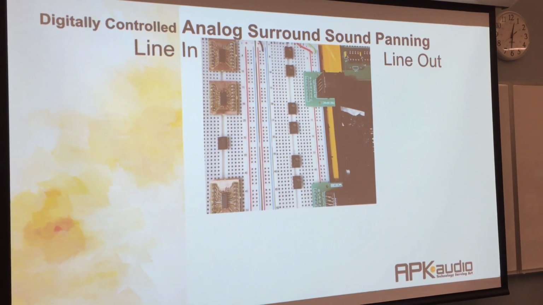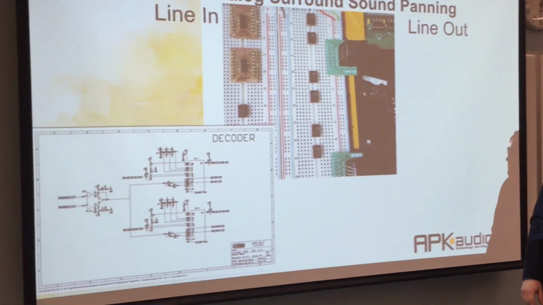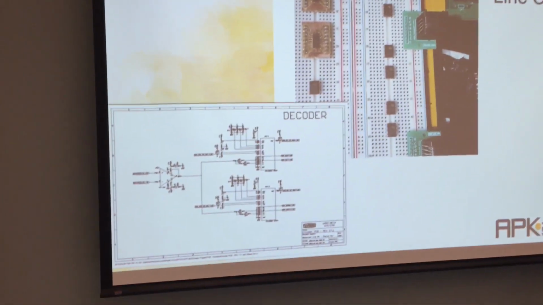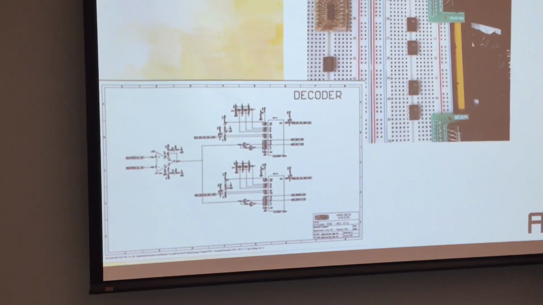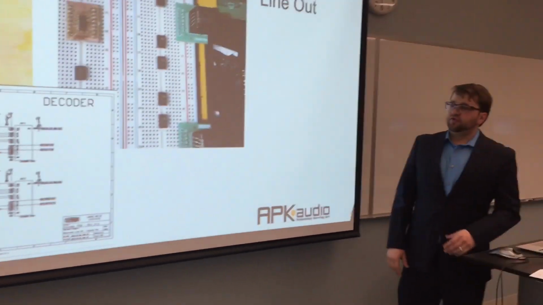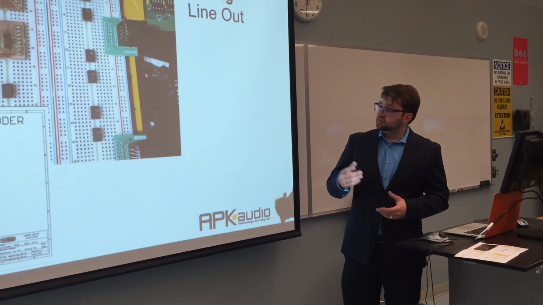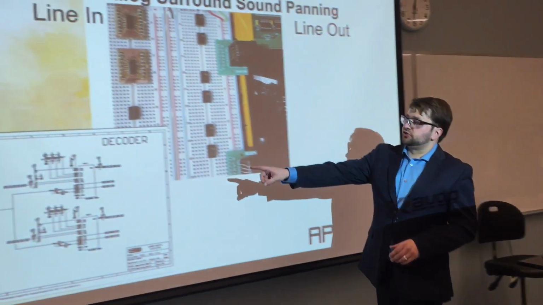Line inputs were done with this THAT chip. This THAT chip is a balanced receiver because it simplifies things. I wanted to do a couple op amps, but for the time and the dollar, one chip, low footprint, does everything for me. These are the digital decoders.